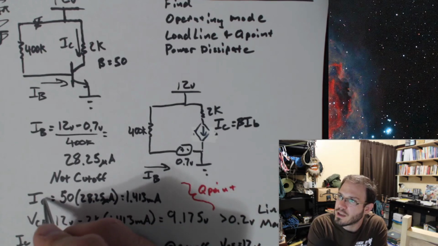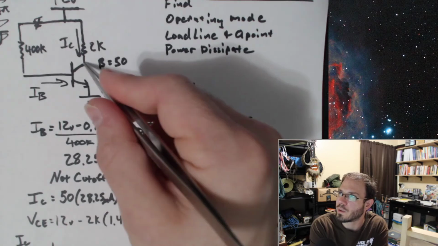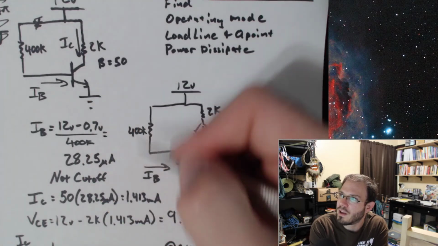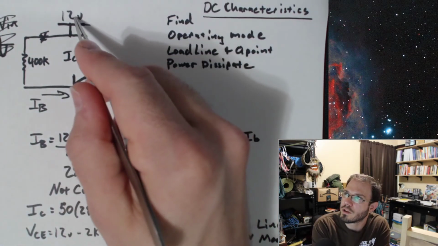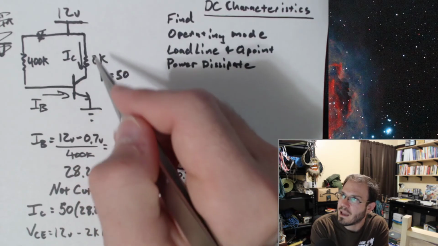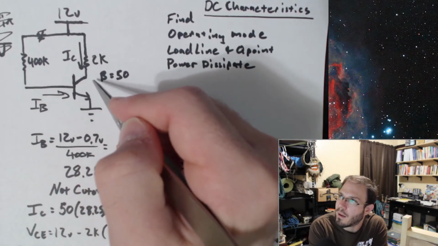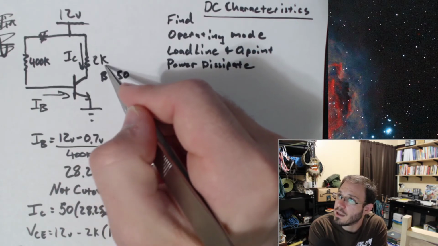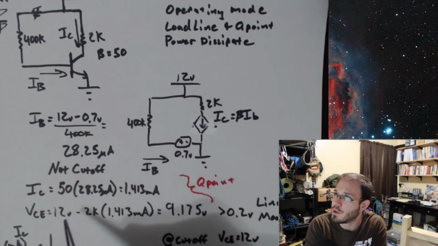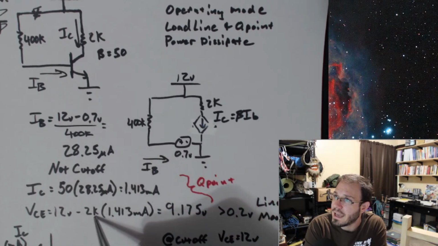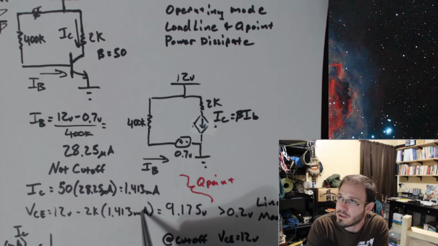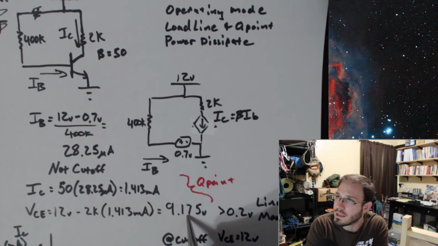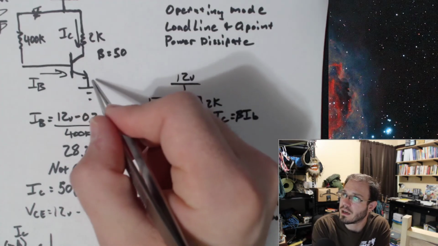Now we can go ahead and use the collector current to find our voltage drop between the collector and the emitter. So if we have 1.413 milliamps flowing through this, we can take 12 volts minus the voltage drop across the 2K. The voltage drop across the 2K by Ohm's law is the collector current times the resistance. So over here I'm doing 12 volts minus our 2K times 1.413 milliamps of collector current going through it. And so once you solve this out, we get 9.175 volts. 9.175 volts is our voltage drop between the collector and the emitter.